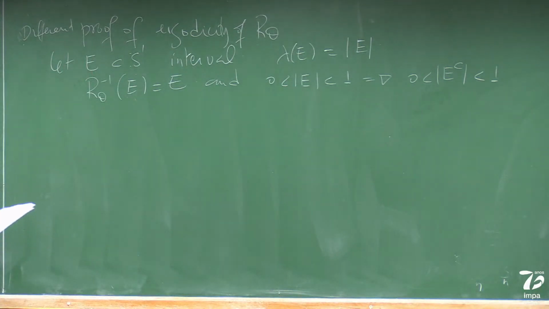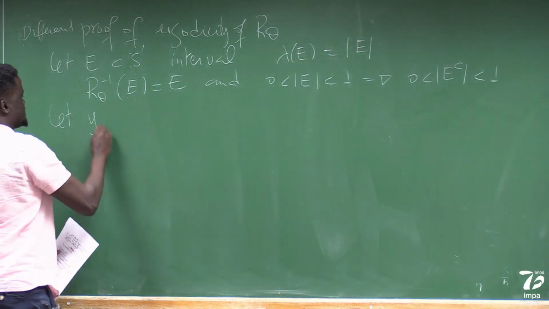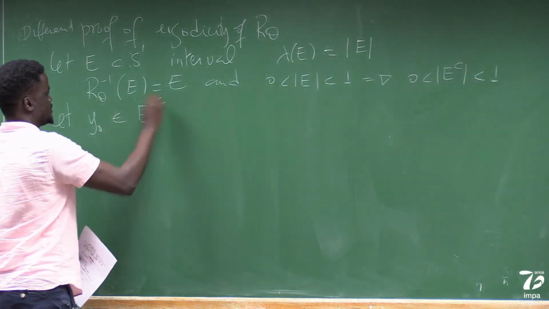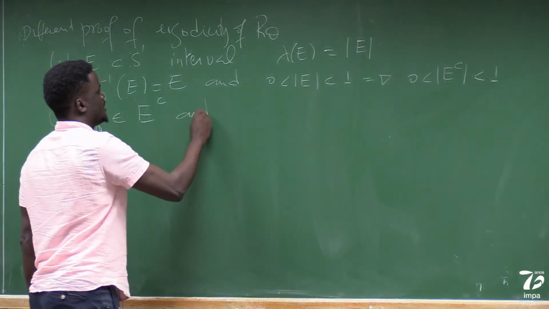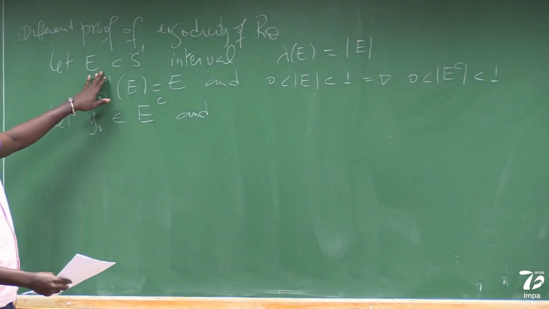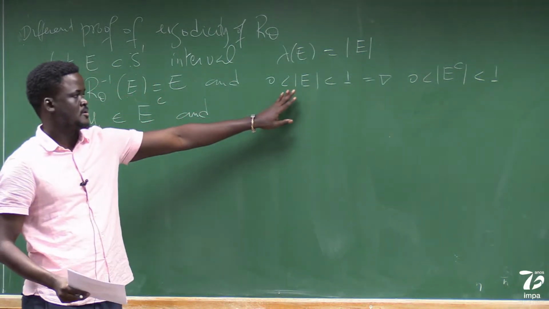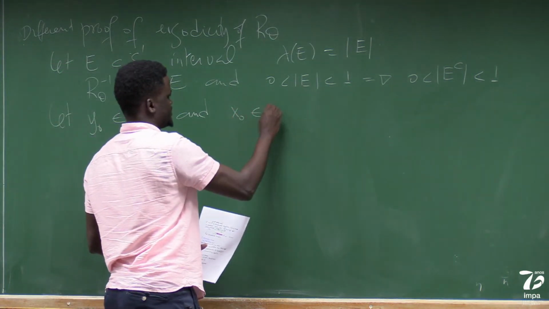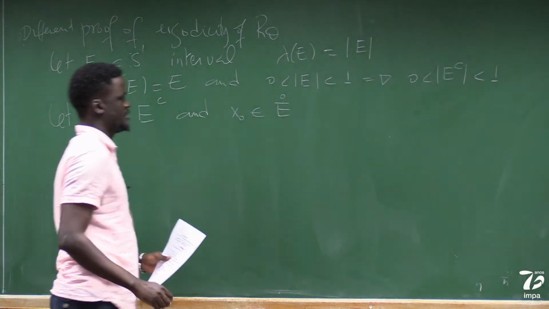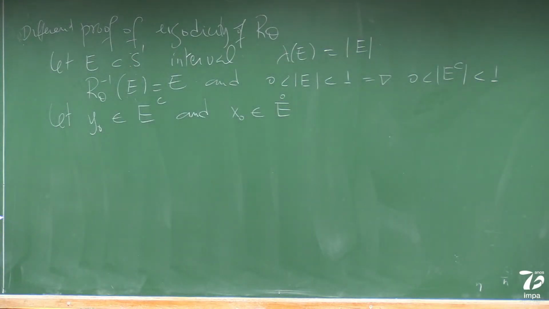So now you want to get a contradiction from this assumption. If you pick a point, let y0 in E complement, and since this is an interval and the measure is in (0, 1), I can pick a point in the interior, x0 in the interior of E. Okay?